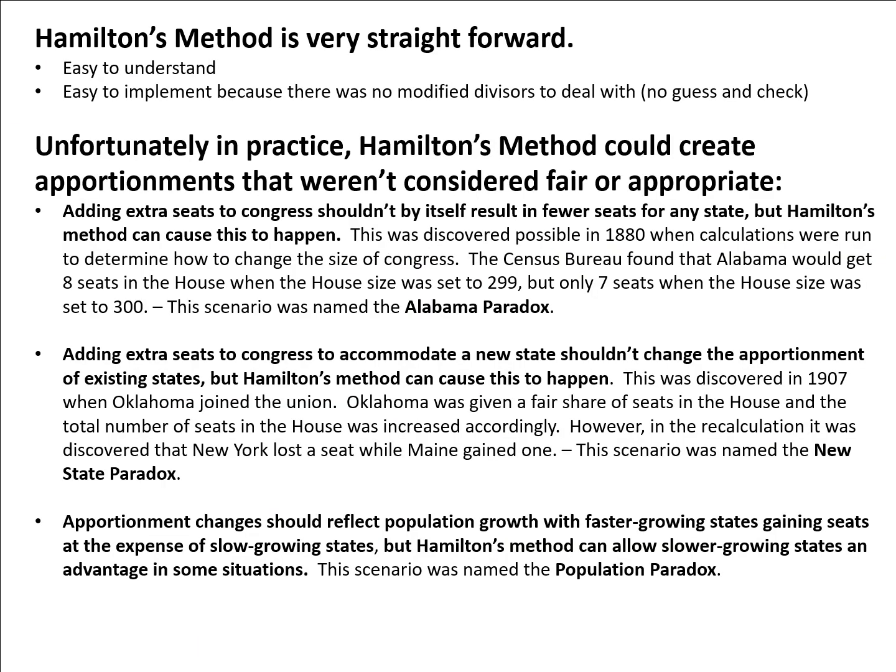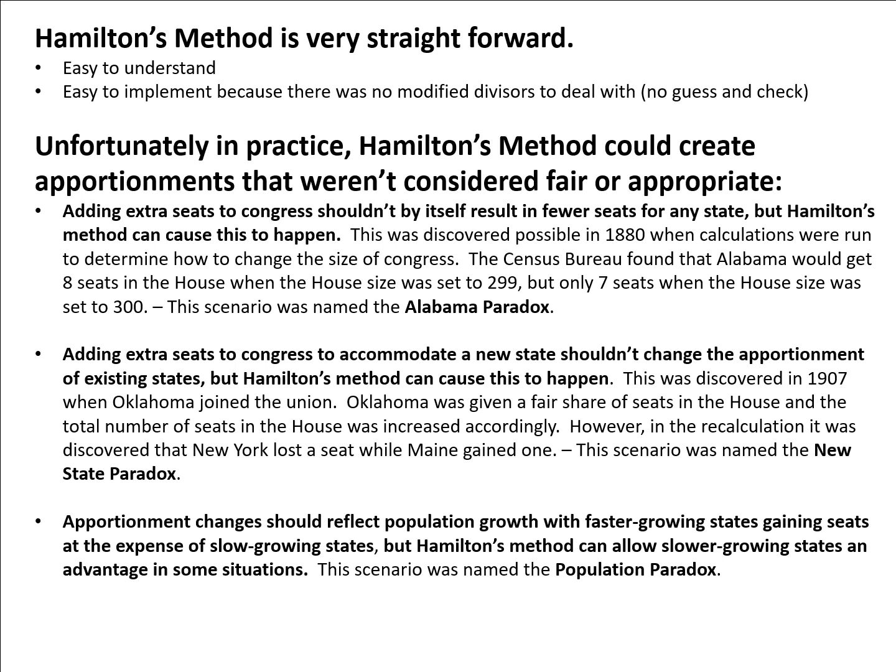Now, Hamilton's method was really straightforward. It was easy to understand. It was easy to implement. There were no modified divisors to deal with, no guess and check like with Jefferson's method. It seemed ideal, but in practice, there were some problems. And they were things that were unforeseen, that they didn't expect until they actually saw it happening. There were some things that people would consider fair that Hamilton actually violated, or the method happened to violate. Let me go through just a few of the things that kind of were unusual. They called them paradoxes that happen.